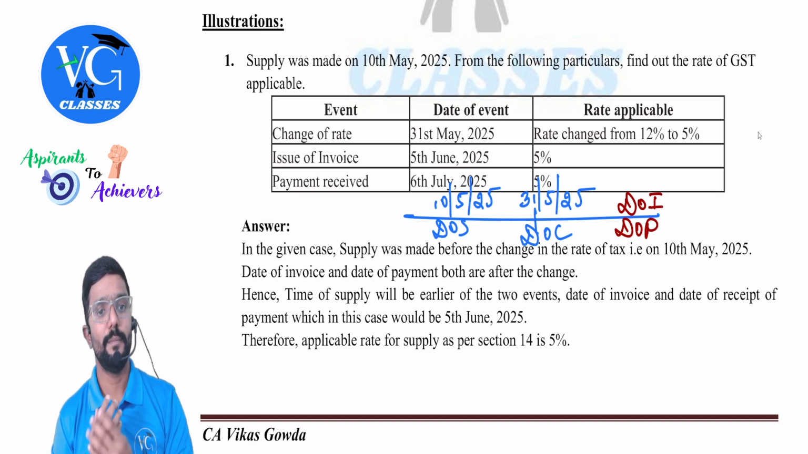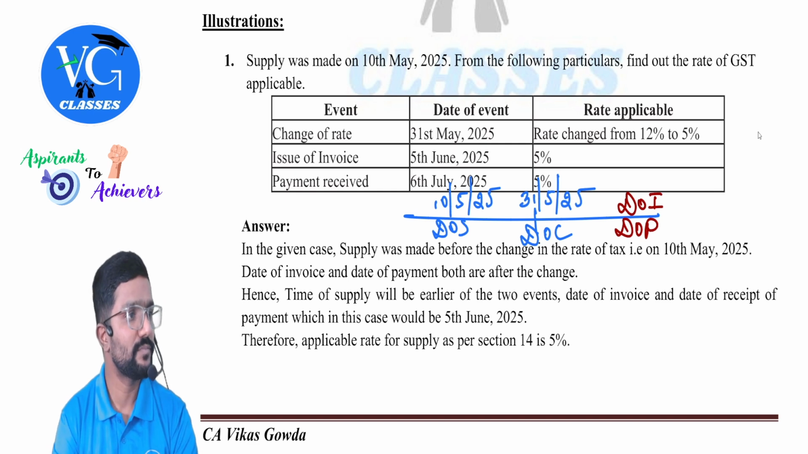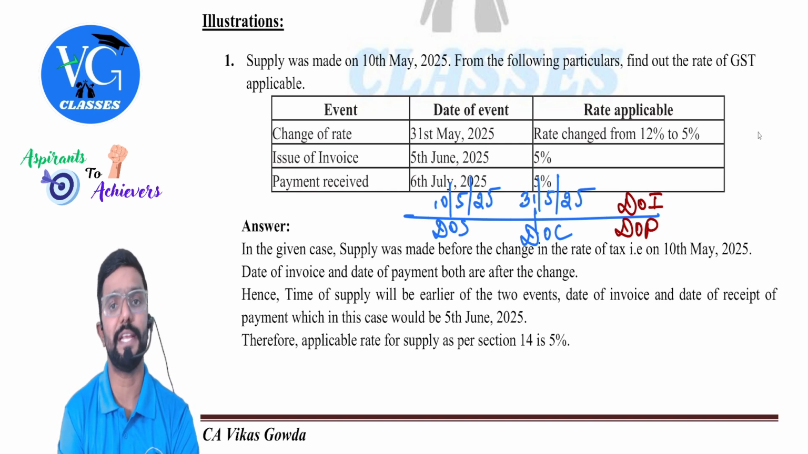Make a note of it. Illustration: you can just give a heading, section 14 of CGST Act, and write.